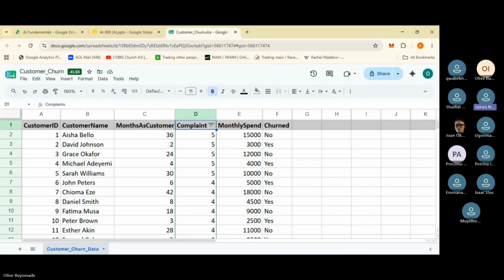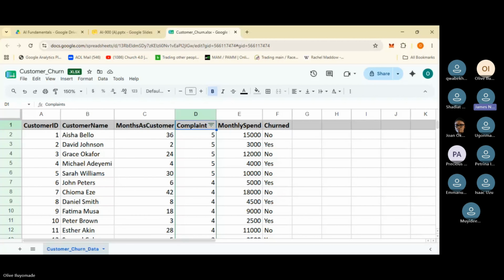Conventionally, let me pick number 9 on your own column A, that's Fatima Musa. Stays for 18 months, and had complaint of 4 and spent 9,000. No. But your question is, what scenario can make any of them leave? We can use Peter Brown, who is leaving. 3 months, complaint 4.